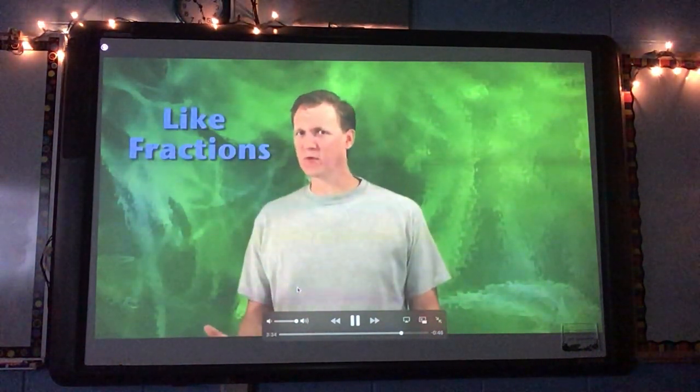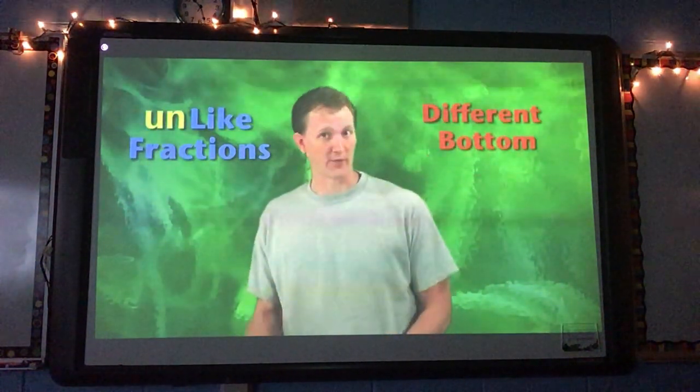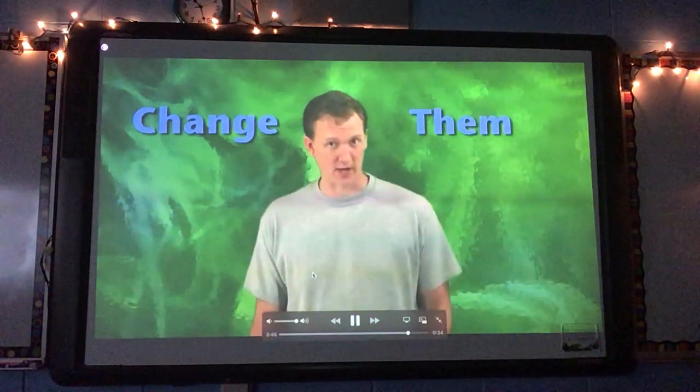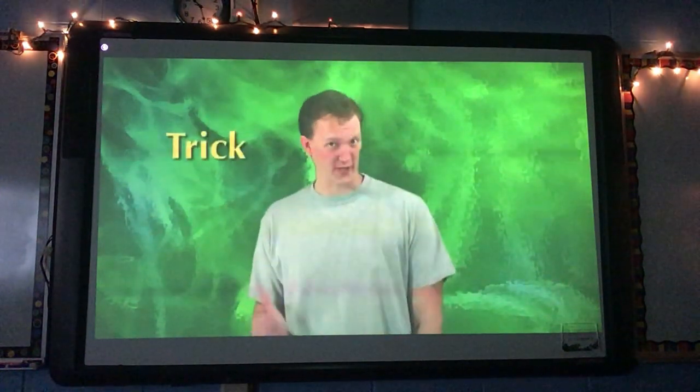But what happens if you want to add two unlike fractions? What do you do if you have fractions with different bottom numbers? Unfortunately, the only way we can add unlike fractions without doing the division first is to change them so that they do have the same bottom numbers. In other words, we need to change our unlike fractions into like fractions so we can just use our trick.